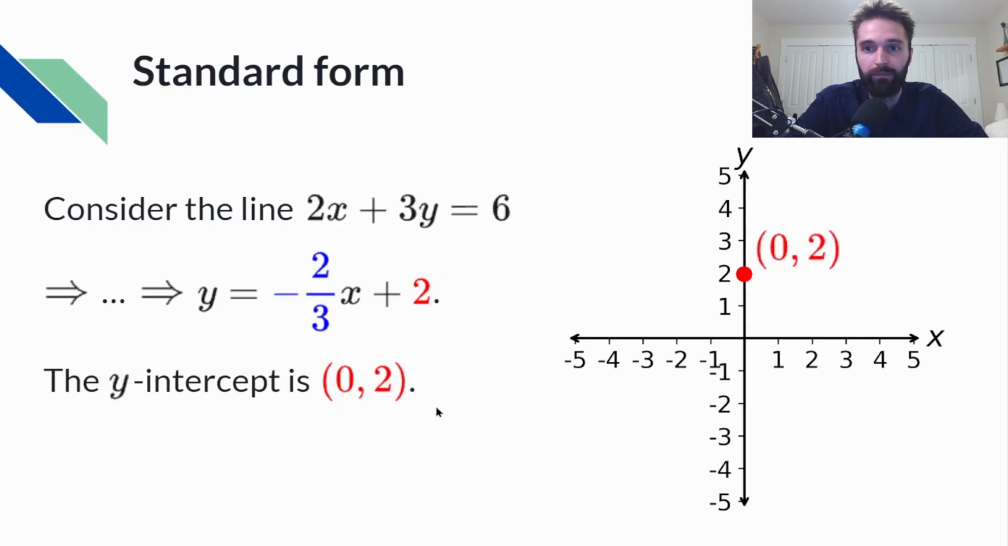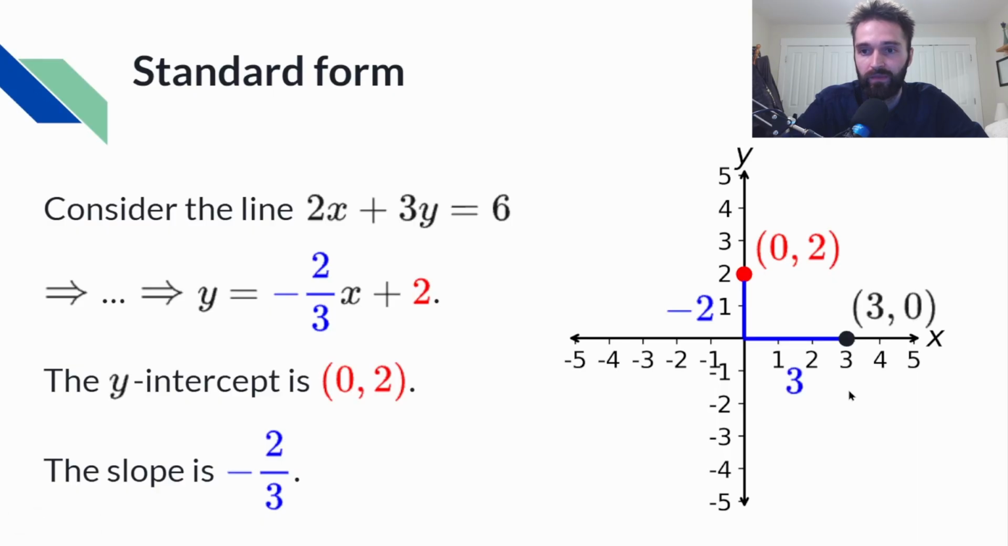All right, let's plot that point. And then we'll use the slope to plot another point. All right, the slope is -2/3 here, so it has a rise of -2. So we'll go down 2 units and a run of 3. So we'll go to the right by 3 units. That gives us another point, right? It gives us the point 3, 0. So we've got 2 points, so we can draw this line.